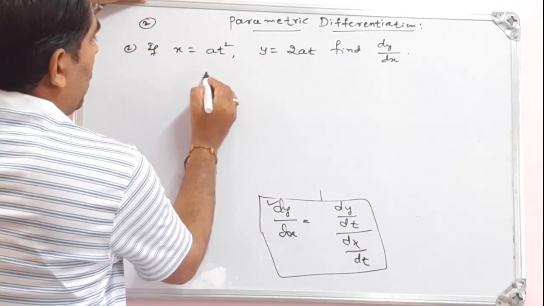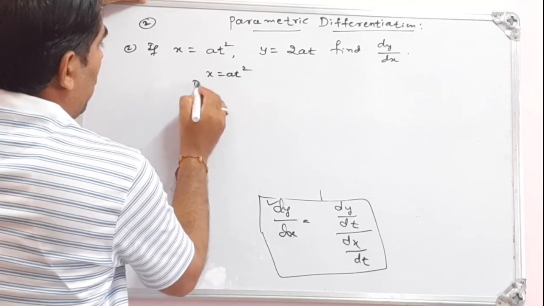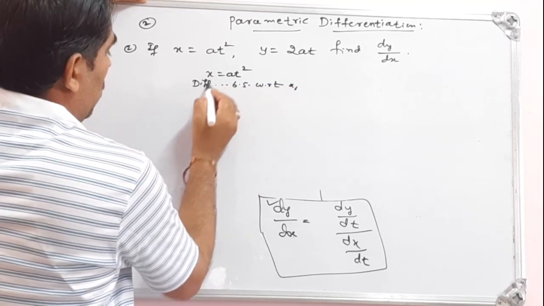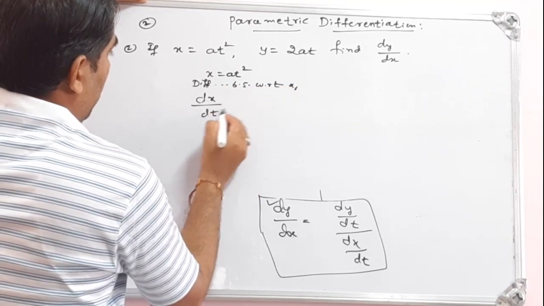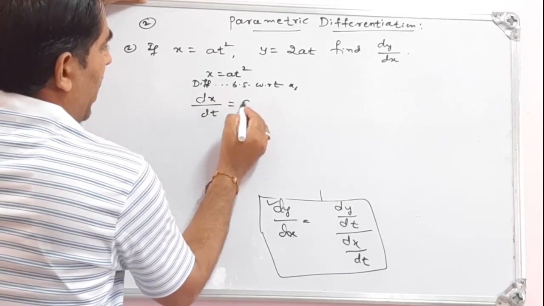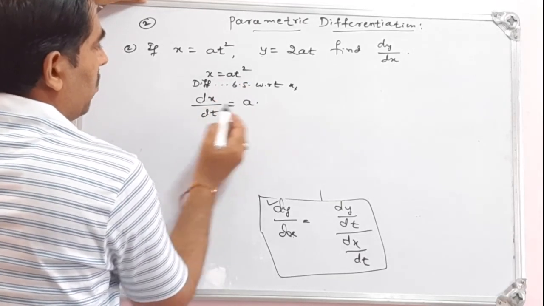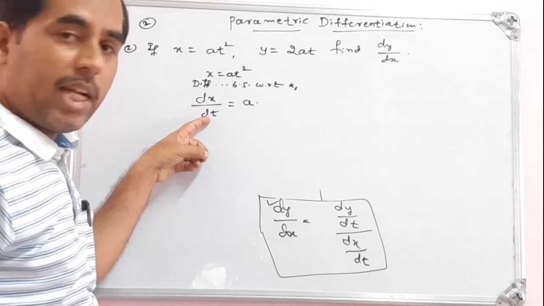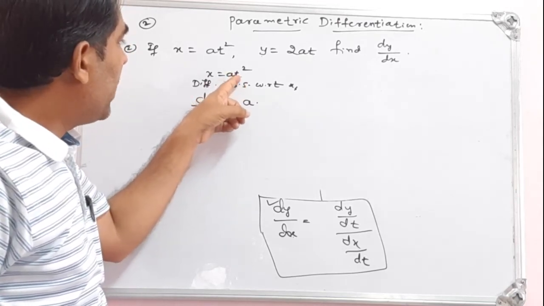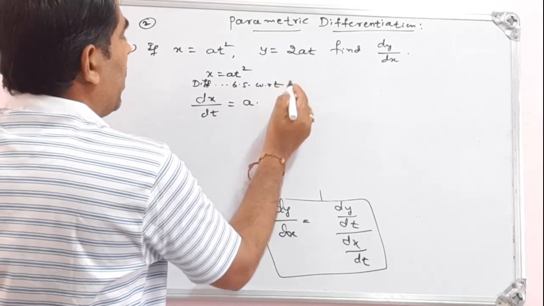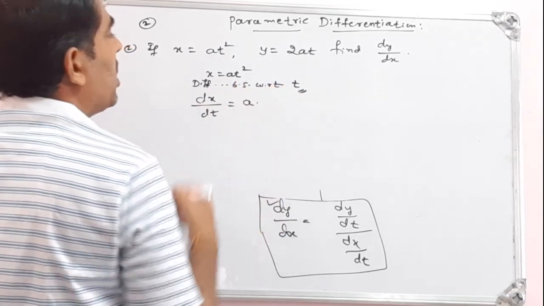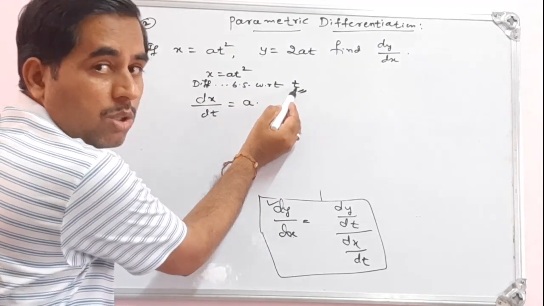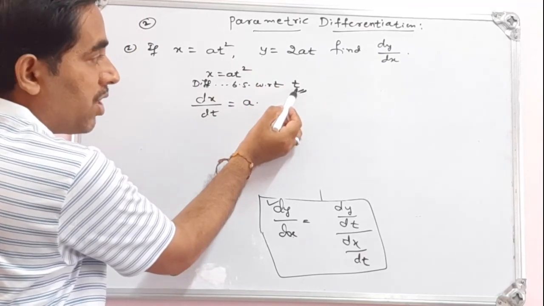So I can consider x is equal to at square. Differentiate both sides with respect to the parameter, so this becomes dx by dt, and I will keep this a as it is. Here differentiating means I am applying the differential operator d by dt. What is the parameter here? It is t. So we have to differentiate both sides with respect to that parameter. Since we have expressed everything in terms of t, we have to differentiate with respect to t only.